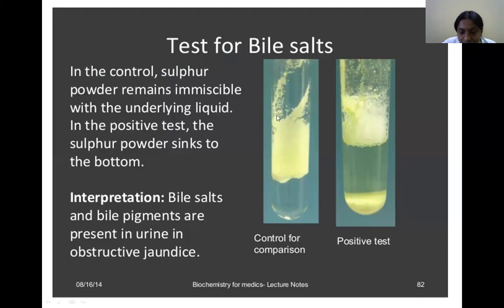Coming to the test for bile salts: to 2 ml of urine, add water in both test tubes, and sprinkle a little sulfur powder in both. Here the sulfur powder settles at the bottom. Here the sulfur powder floats on the water. This is the positive test. This is the control for comparison. This is mainly due to the surface tension. This indicates the presence of bile salts in urine in obstructive jaundice.